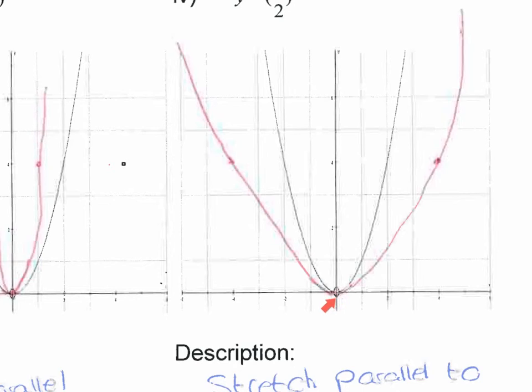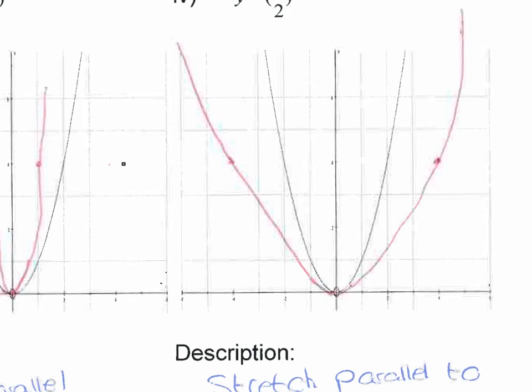So 0, 0 stays at 0, 0. The coordinate that was at 2, 4, well, we need to double the x. So instead of being at minus 2, 4, y stays at 4, but x needs to go to minus 4, so we have minus 4, 4. The coordinate that was at 2, 4 here, well, we need to double the x coordinate of 2 to make it a 4. The y stays the same, so it goes to 4, 4. So the graph has been pulled outwards.